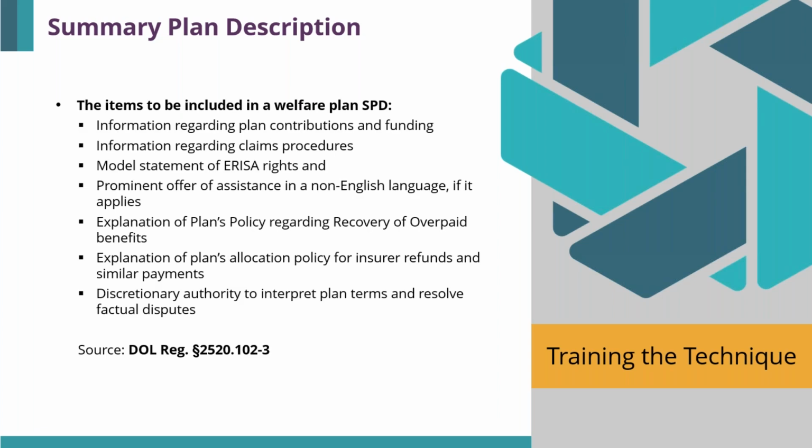Other items: information regarding claims procedures, model statement of ERISA rights, prominent offer of assistance in a non-English language, explanation of the plan's policy towards recovery of overpaid benefits, explanation of the allocation for insurer refunds or similar payments, and discretionary authority to interpret the plan. Who is responsible for doing that?